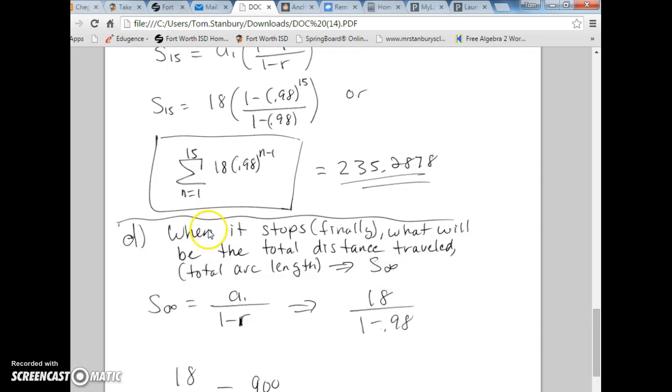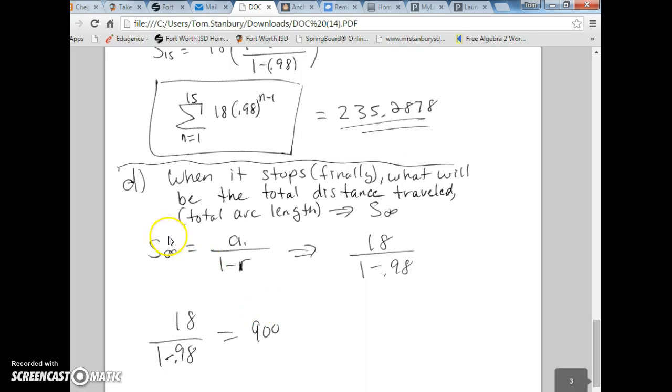Okay? When it stops, finally, after all this, what will be the total distance traveled, the total arc length? This is kind of an infinity question. This thing's going to swing back and forth for a long time, so let's just find the infinite sum. First, can we use this formula? Yes. My common ratio is less than 1: the absolute value of 0.98 is 0.98, and that is less than 1. So we can find the sum of infinite swings. 18 over 1 minus 0.98 is 18 over 0.02, which ends up being 900. And that'll be in inches.